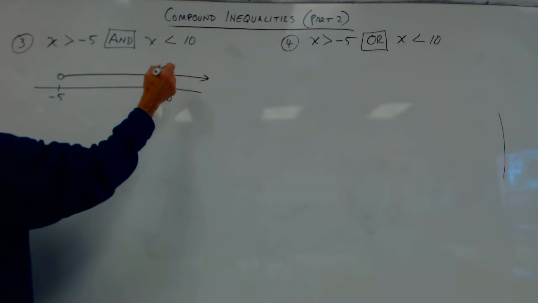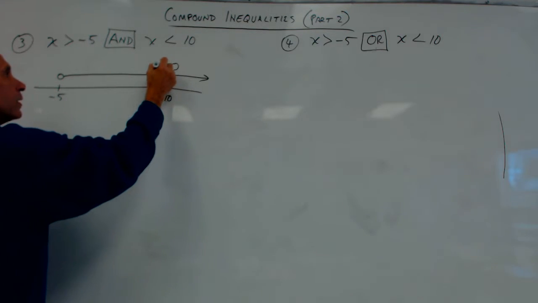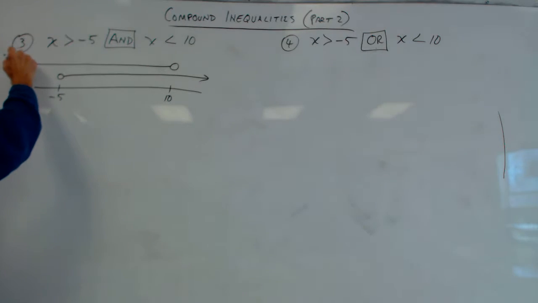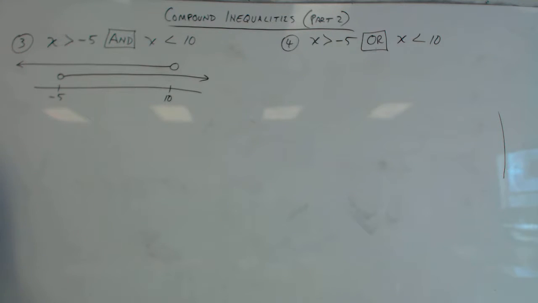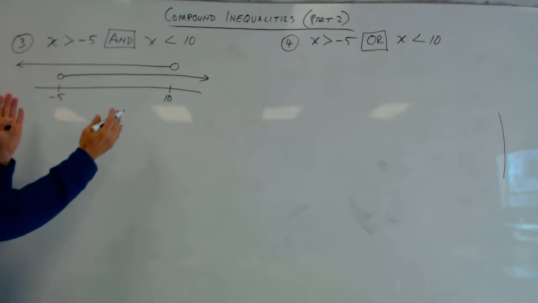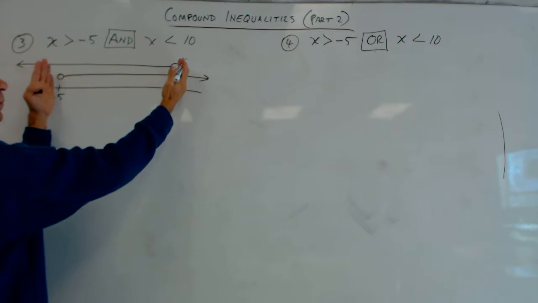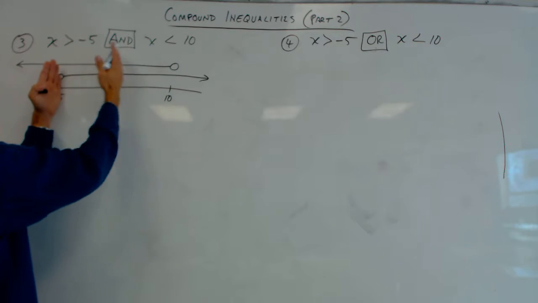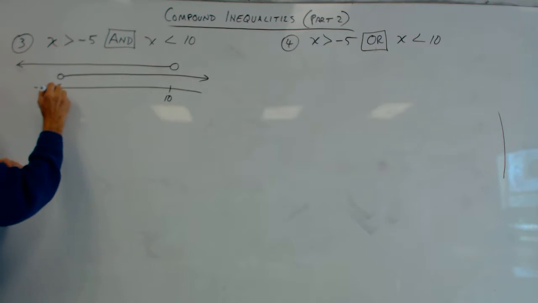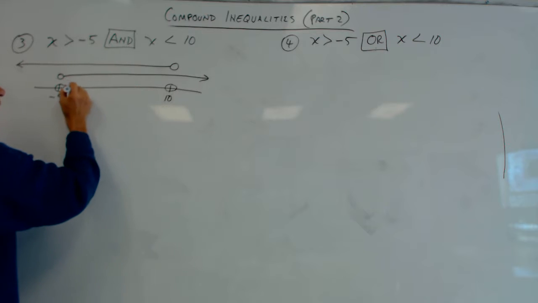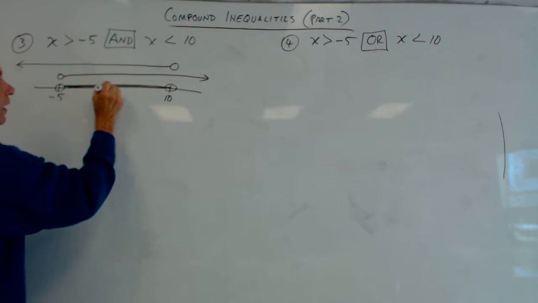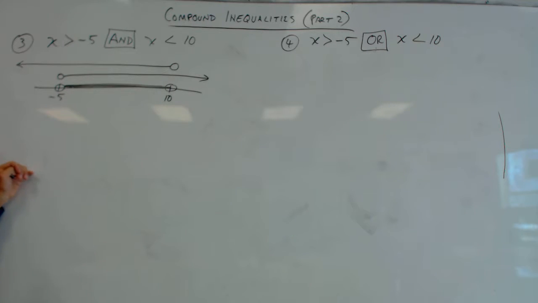And then it says x is less than 10. Open circle, less than 10, all the way this way. Okay, so now, where do they intersect? The only place they're both true is this area here. So that's my answer. I bring it down to the number line and I make a big heavy line like that. And then I write it.